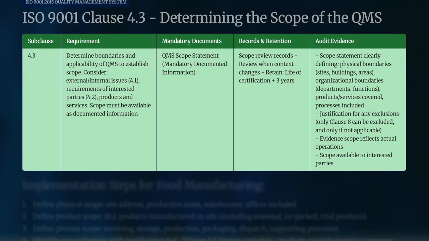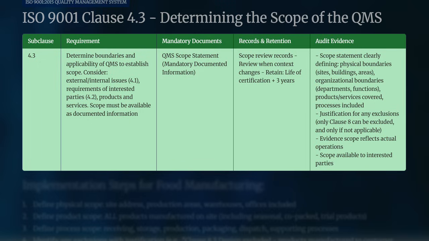The document you need here is the QMS scope statement, and this is a mandatory documented information requirement, and you need scope review records to retain for the life of certification, 3 years, and you need to review the scope when contexts change. The audit evidence to prove that you meet the requirements of subclause 4.3: you need to prove that the scope statement is clearly defining physical boundaries, site and building and areas, and organizational boundaries, departments and functions, and that products and services are covered, and processes are included.